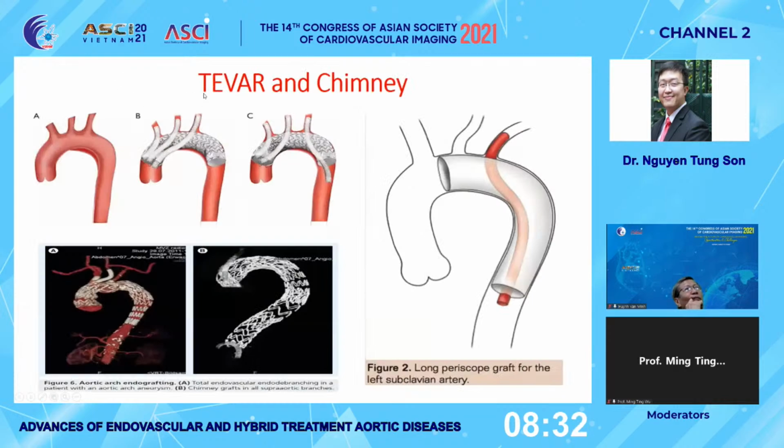And sometimes you use TEVAR and chimney. You use some covered stents. You want one or two or three chimneys. And sometimes I put a stent from the LSA to the descending aorta with a long periscope.